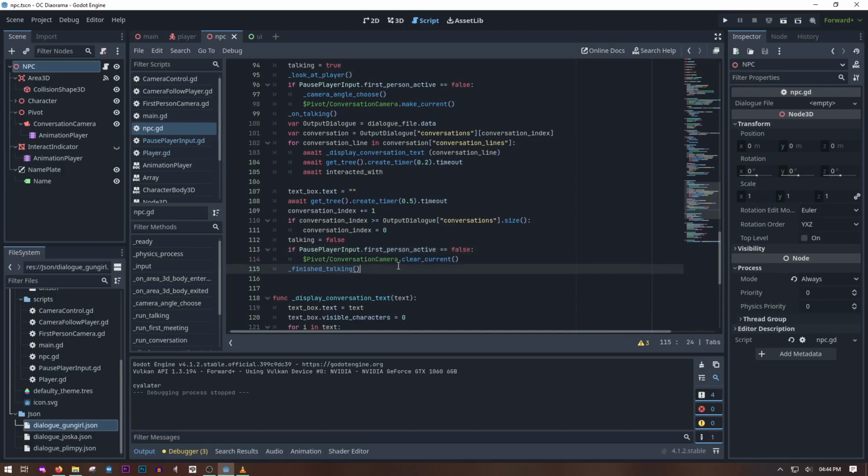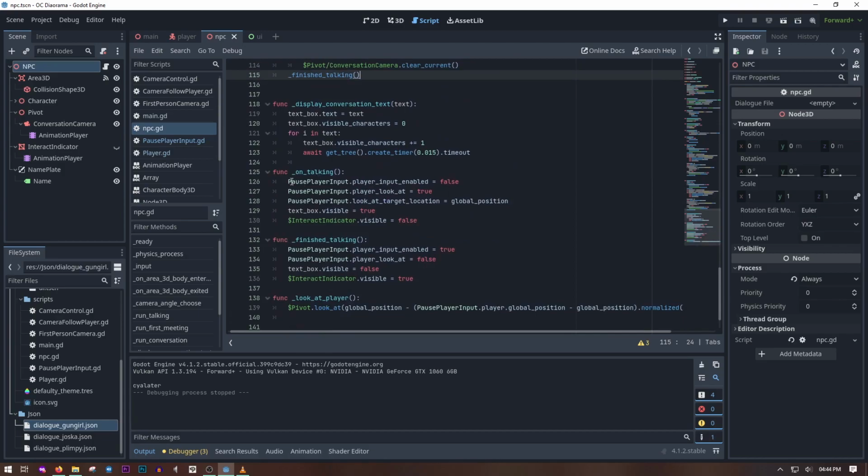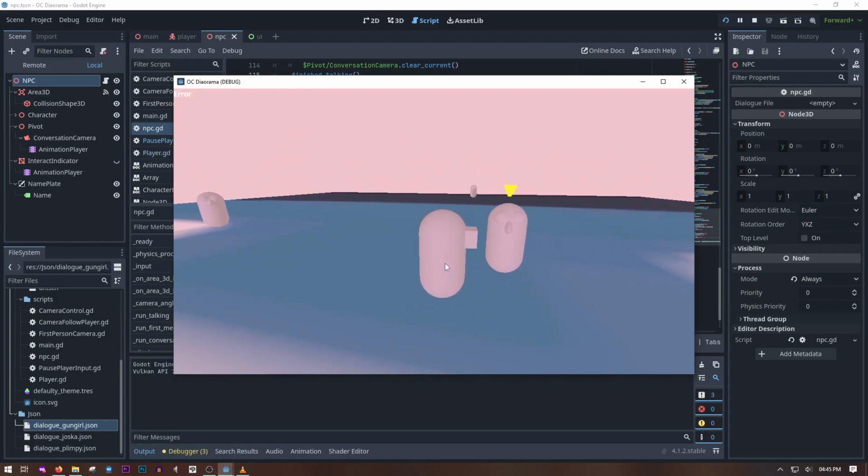And then we run finish talking. And finish talking is to undo all of these things that start on talking. So now the player can move again. They don't have to look at the thing. The text box is invisible, and the interact indicator is back to being visible. So it's a whole lot of stuff.